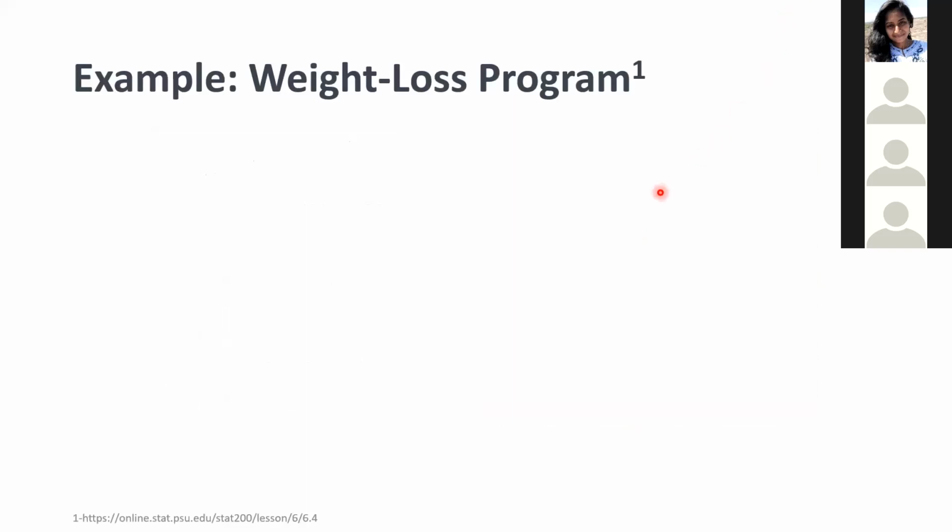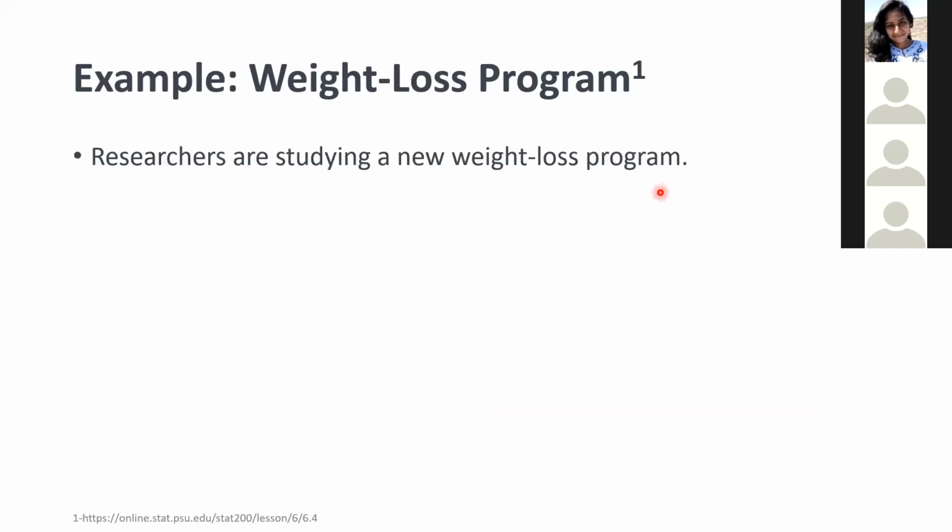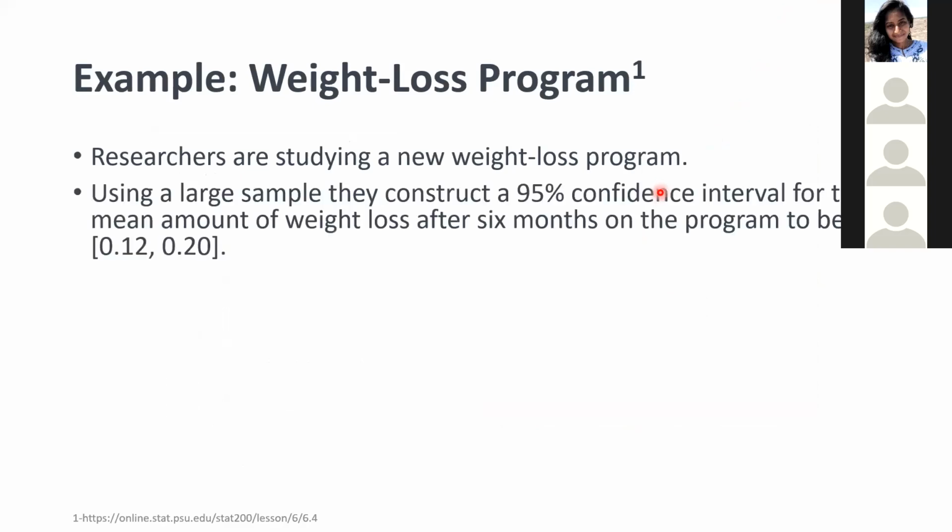All right. So this is an example. Researchers are studying a new weight loss program. So from the study, they got the results, they got the data. Then from the data, they constructed a confidence interval, a 95% confidence interval. And they found that the confidence interval is 0.12 and 0.2. So here, the random variable of interest is the change in the weight, or the weight loss, basically.